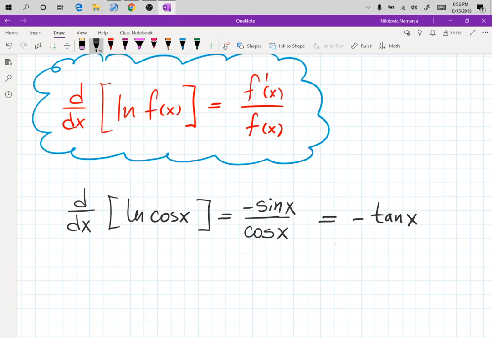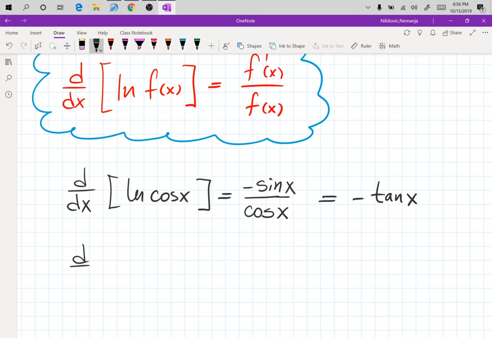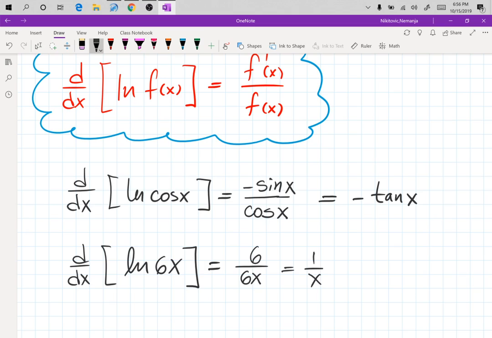Cool, right? Here's an interesting question. Derivative of ln of 6x. What's the answer? 1 over x. So you copy 6x in the denominator, the derivative of this is 6 on top, and you get 1 over x. It's like that 6 was never there. How come?